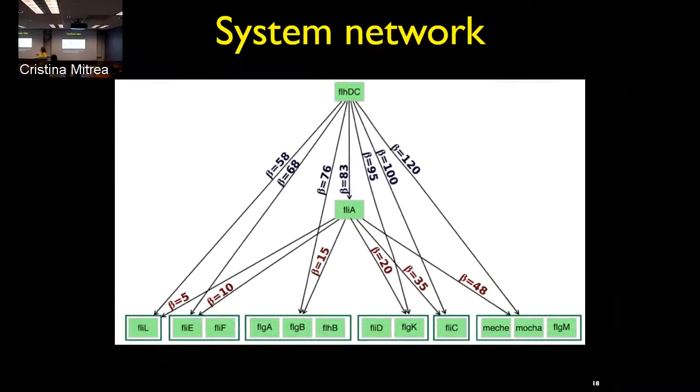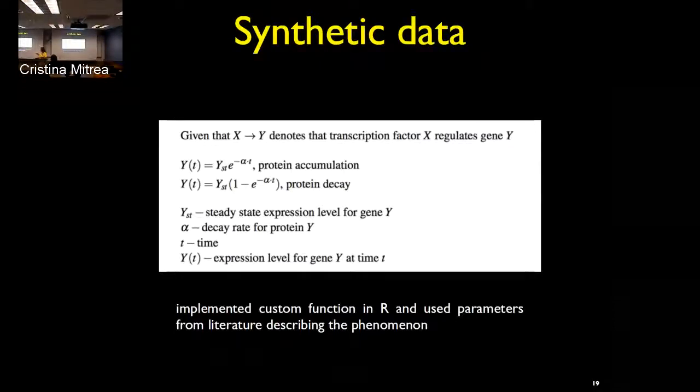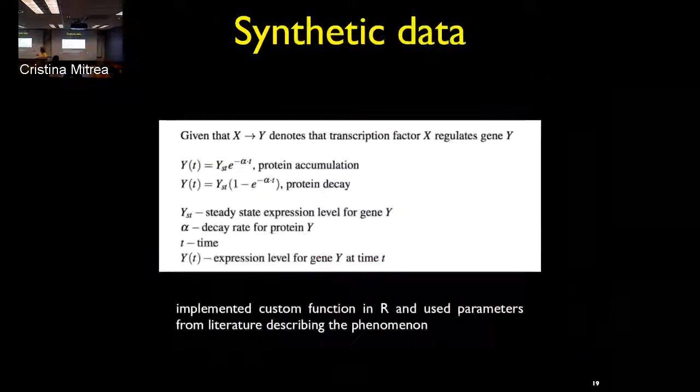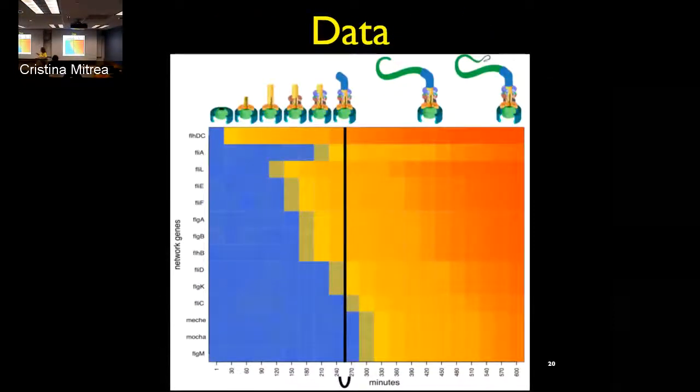in a controlled environment. So to simulate the data, we use the functions for protein accumulation and decay. And we use the parameters, as I mentioned here, from previous literature to actually generate that data. We displayed the data, and we saw, because it's a controlled environment, it shows very clearly that there is a change here. There is a shift from low expression to high expression.